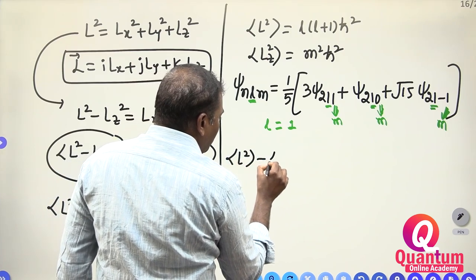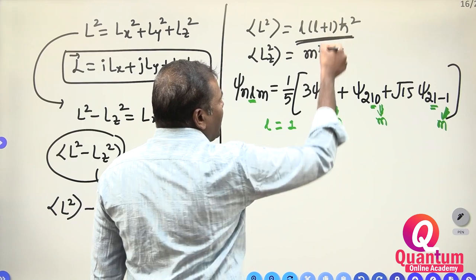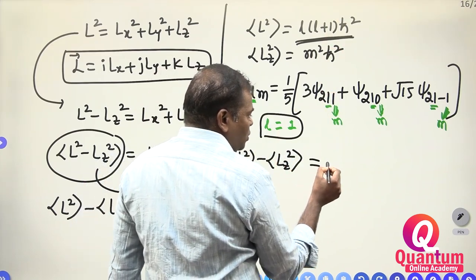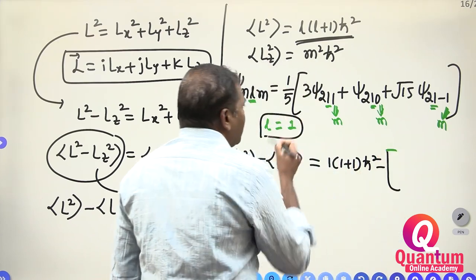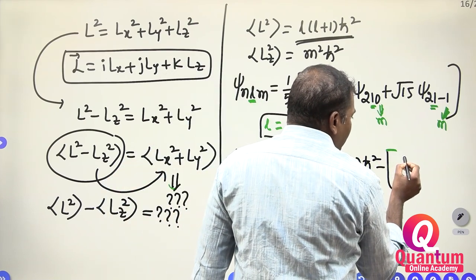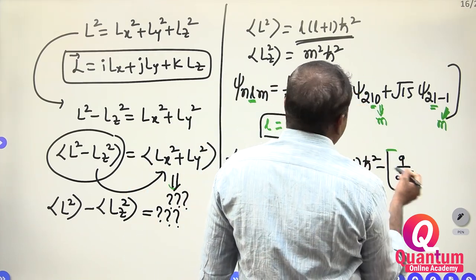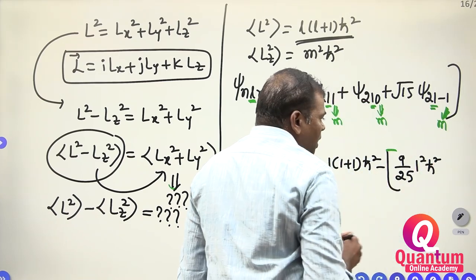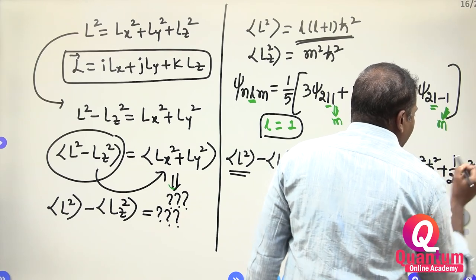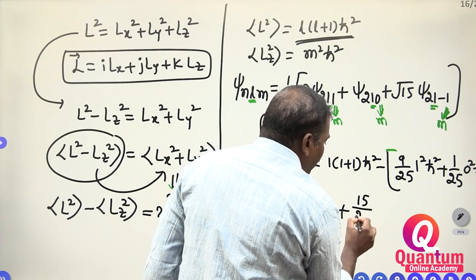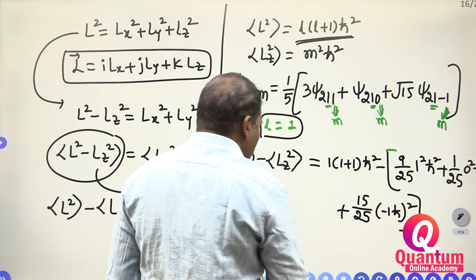Expectation value of L square minus expectation value of Lz square is equal to, what is the formula? L into L plus 1 into h cut square. L is equal to 1, so 1 into 1 plus 1 into h cut square, minus Lz. Lz has three values, so what we have to write? 3 by 5, 9 by 25, you have to make it square. 9 by 25 m square, m is equal to 1, so 1 square h cut square, plus 1 by 25 into 0 square into h cut square, plus 15 by 25 into minus 1 h cut whole square. This is the value you have to calculate.